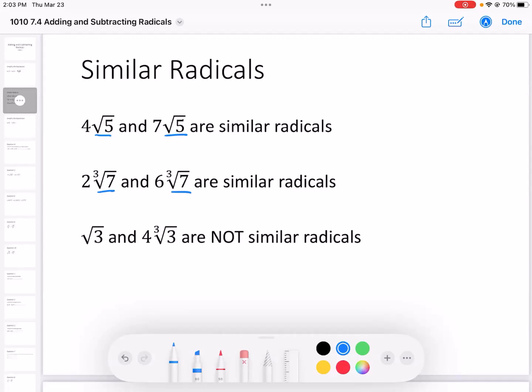However, these two in this last example would not be similar radicals because this one is the square root of 3 versus this one is the cube root of 3. So the type of root has to match and the stuff on the inside has to match. If they were both cube roots of 3, that would work. Or if they were both square roots of 3, that would work. But since they're different types of roots, they would not be considered similar radicals. So you wouldn't be able to combine those like terms.